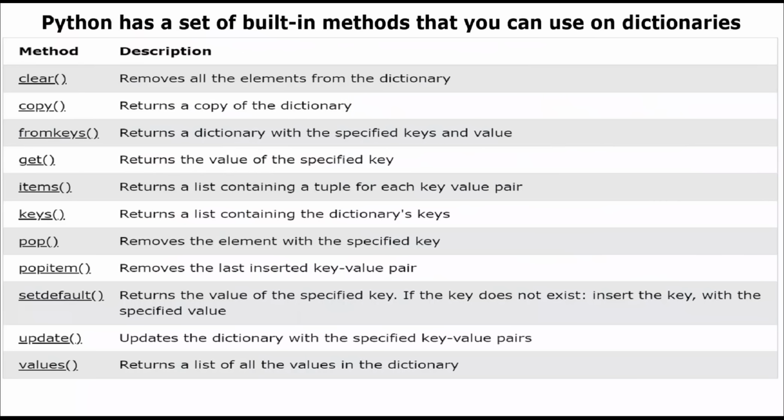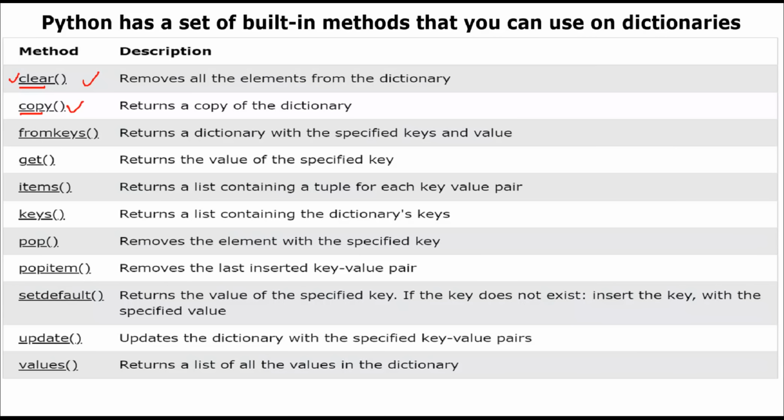Now we will see various built-in methods that we can use on dictionaries. Here is a method called clear. Suppose you have defined a dictionary and you want to remove all the elements and make the dictionary empty, then you can go with clear. Clear is a dictionary method through which we can remove all the elements from the dictionary and make it empty. Copy: if you want to make another copy of your dictionary, then you have to use the copy method.